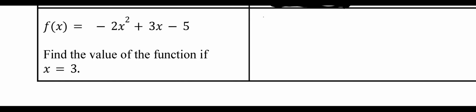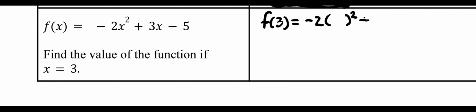It's also important to note that f of x is y. So you could write f of 3, or you could just write y. Either of those would be fine. It's kind of nice to write f of 3 because it reminds you that you have replaced the x with 3. So I'm going to put f of 3 here, and then I would put negative 2 blank squared, that blank is x, plus 3 blank, and then minus 5.